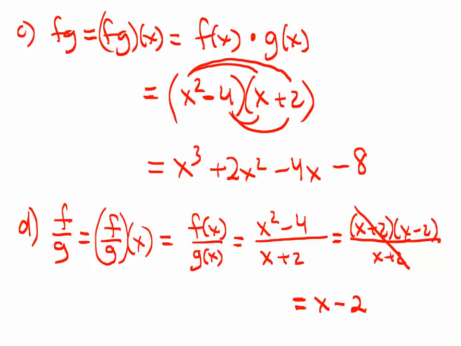If they don't cancel each other out, we just leave it as that. We would just leave it as x squared minus 4 over x plus 2. But if they do cancel, we have to write them in lowest terms, just like any fraction. We always have to write in lowest terms.